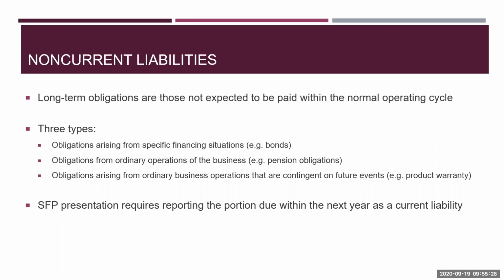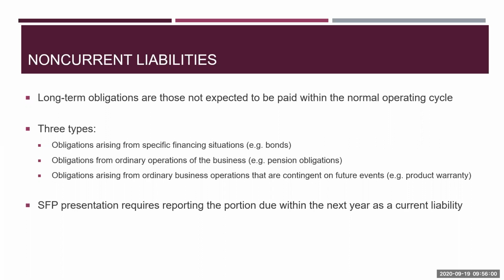Non-current liabilities, as we stated, anything that is not a current liability automatically becomes a long-term liability, where the payment is expected over a longer time horizon. So three types of liabilities can exist in that. One, coming from a special financing situation, such as your bonds payable, where the company has issued the bond, so there is a bonds payable liability sitting on the books. So that is a long-term liability.